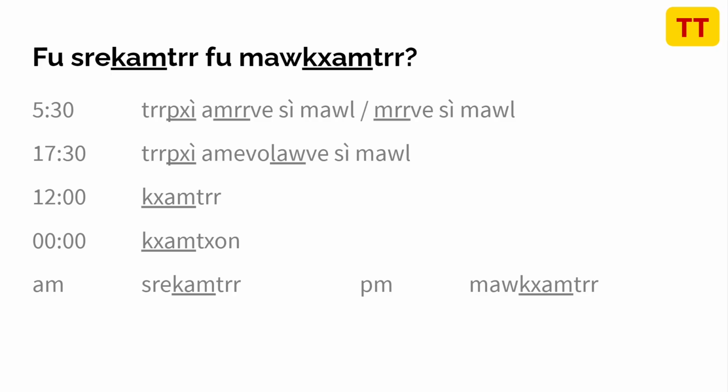I don't know if you are used to a 12-hour system and find the 24-hour system too complicated. Here are two words you can use to indicate AM and PM. One interesting thing here is that srekamtr we already had before, but maukamtr we haven't seen before. When I asked Kaya Paul how we would indicate PM, he answered this word.